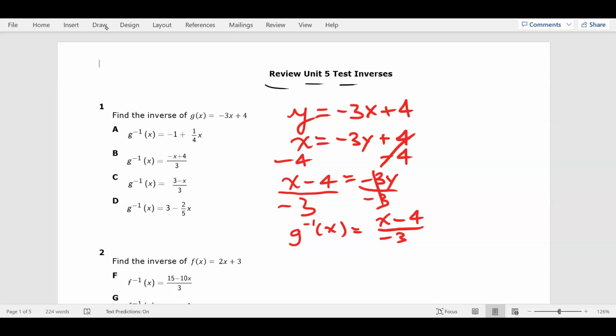Now, I look at my answer choices. That's not one of my choices. Now, here's the deal. When you're dividing by a negative, it changes all of your signs. So really, this is a positive 3 on the bottom, and on the top, you change the signs to negative x plus 4. So that is an equivalent fraction, and we see that that answer is letter B.